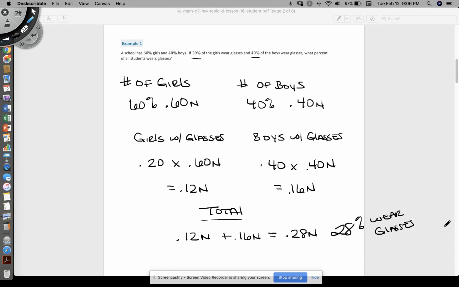All right, so look back at your table and see if you follow the same idea here to get those total percentages and the girl percentages, boy percentages that are more specific. All right, let's go to the next problem, on to the back.